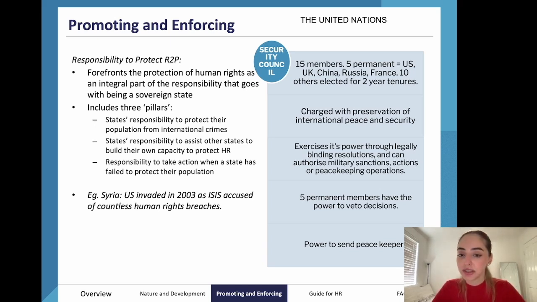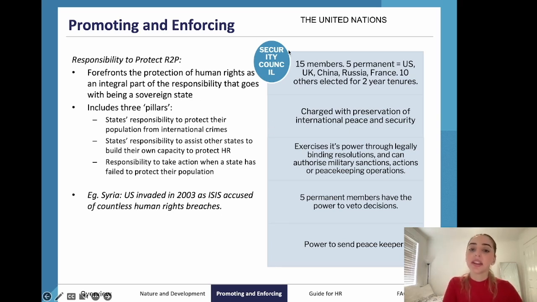Firstly, that it's a state's responsibility to protect their population from international crimes. Secondly, that it's the state's responsibility to assist other states to build their own capacity to protect human rights. And thirdly, the responsibility to take action when a state has failed to protect their population. Okay, so if Australia is not protecting our human rights, other states carry the onus or responsibility to protect our human rights. For example, in Syria, the US invaded in 2003 as ISIS was accused of countless human rights breaches, and the Syrian government weren't acting against it. So the UN, under the responsibility to protect, invaded Syria.